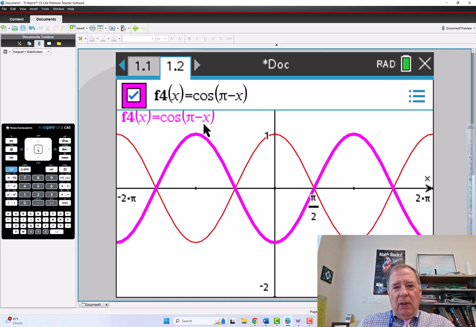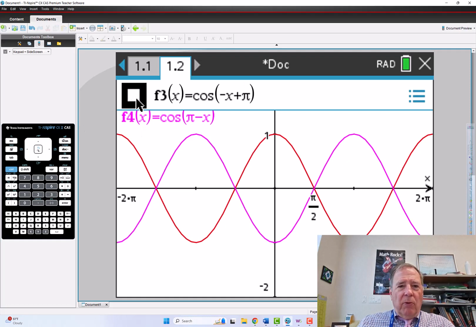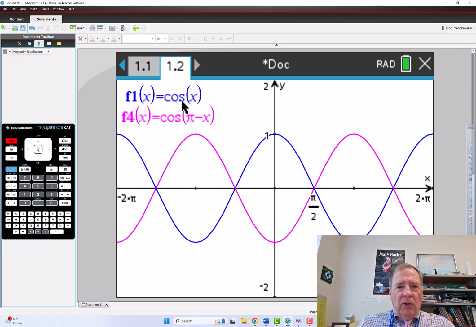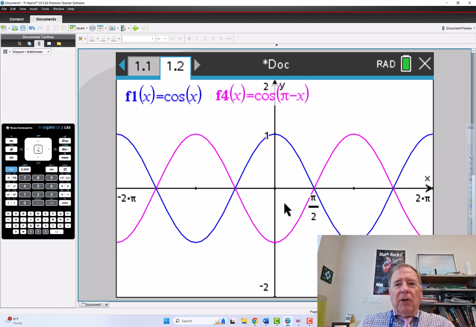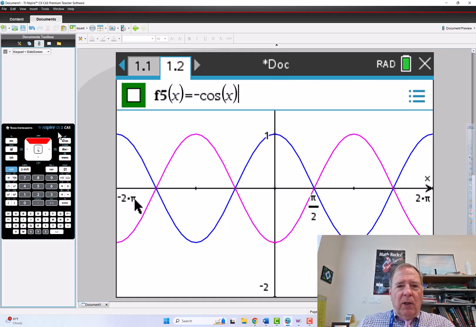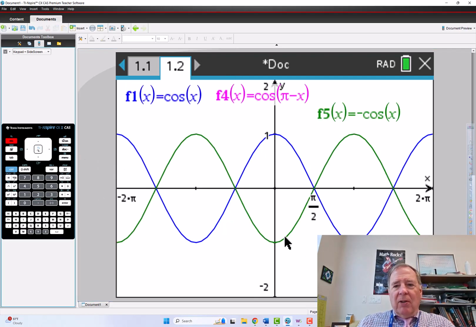So we're going to use the pink one, and I'm going to turn off everything except for the original cosine and the F4, which is the magenta one. So we've got those two functions. And if I look at this, this is the original cosine just reflected over the x-axis. So we go to here, negative cosine of x. So the green and the magenta are the same. So this is the same thing as negative cosine of x.